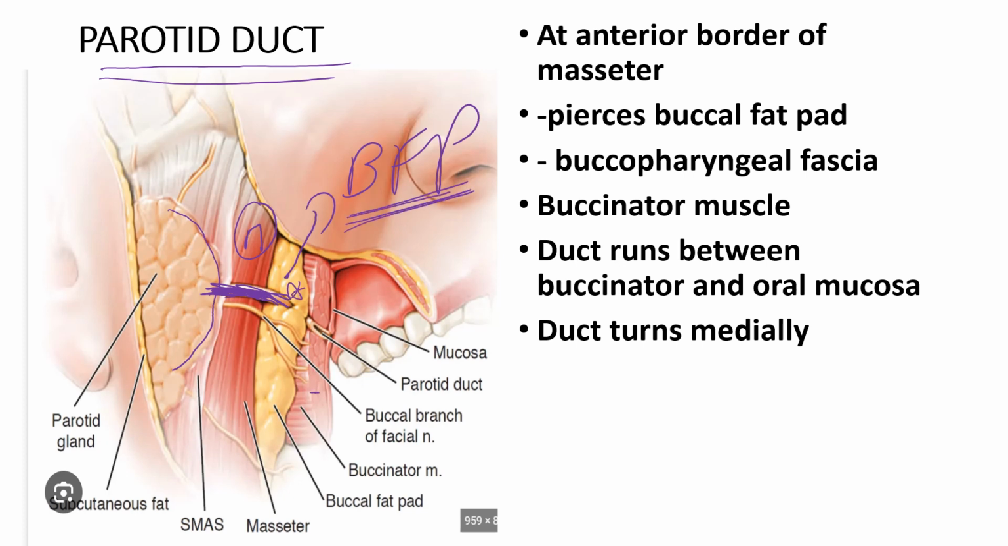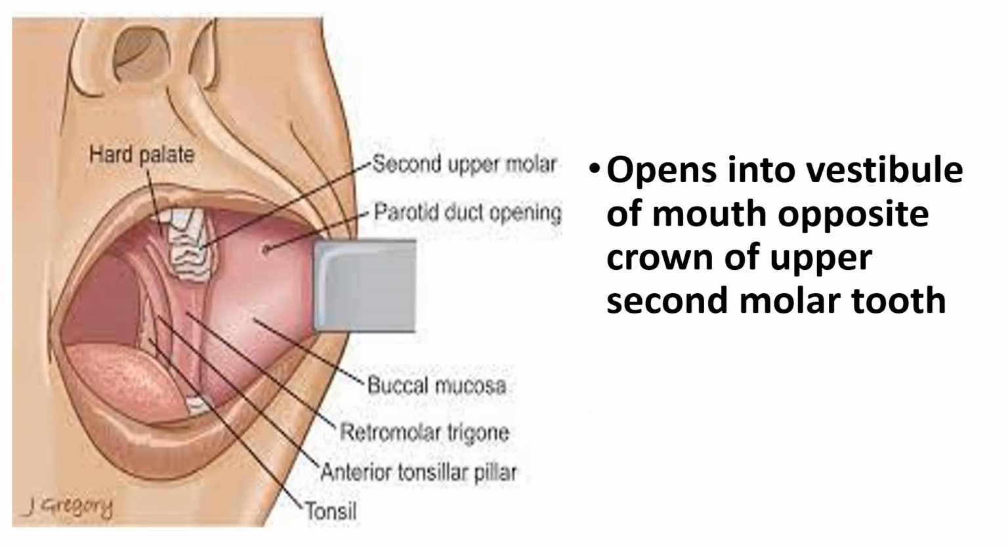It pierces one more muscle, known as the buccinator. After piercing this muscle, it travels in the mucosa, between the buccinator and the mucous membrane of the oral cavity. Let us see what happens next. So it travels an oblique course and opens in the mouth opposite the second molar tooth. So this is where it opens.